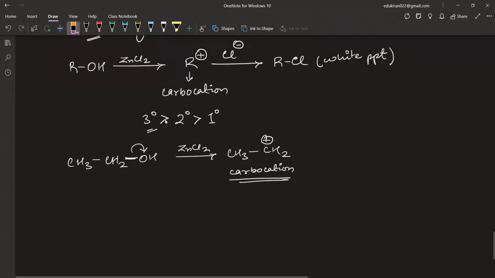Got it, Saf? Yes, sir. Okay, so you have seen this earlier in 11th standard? Yes, sir. Now you tell me which carbon should I focus on? One carbon or second carbon? Second carbon. This second carbon is attached with how many carbons? 1. So is this a primary carbocation, secondary carbocation, or tertiary carbocation? Primary. Very good. So you have identified it very easily.